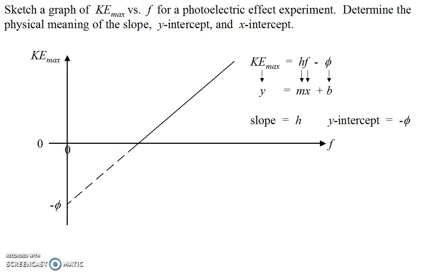So phi itself is a positive number. This is in the negative realm. This is negative phi. Okay. What about the x-intercept?